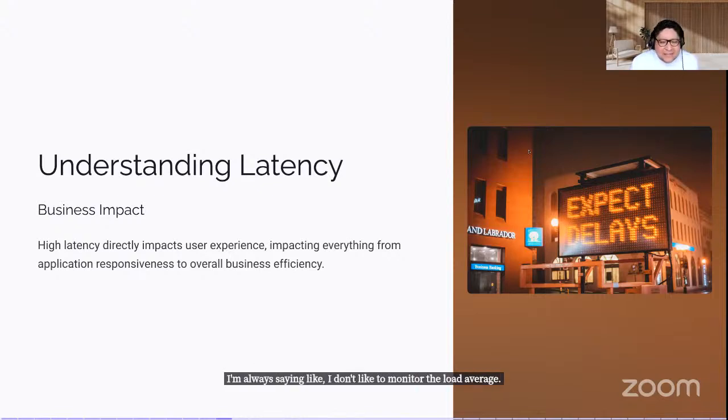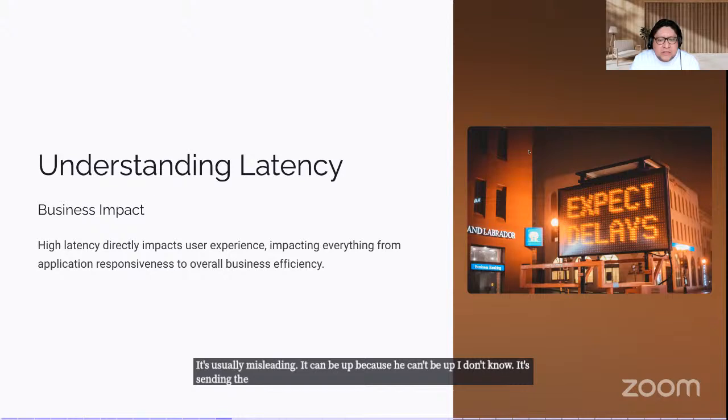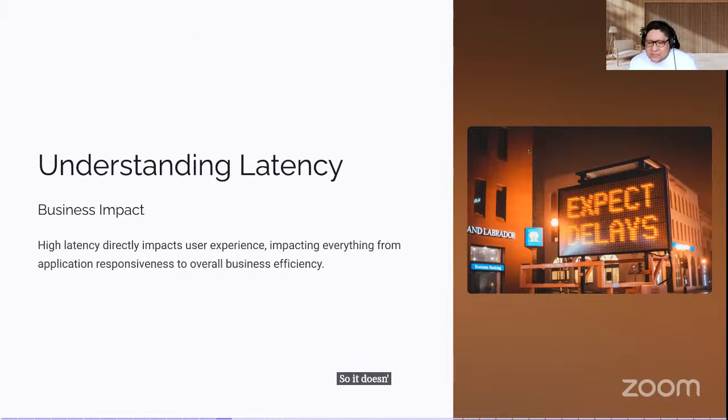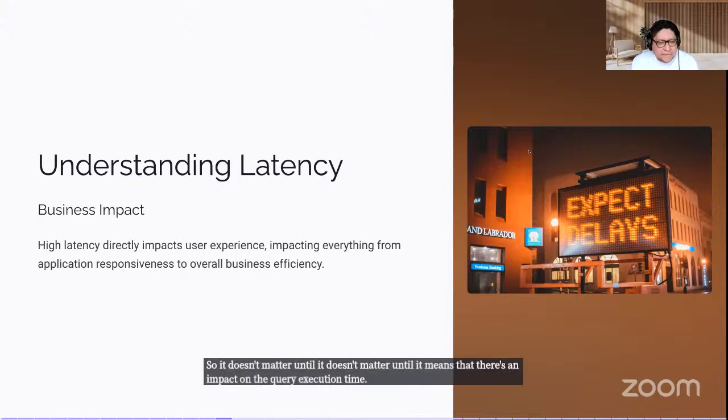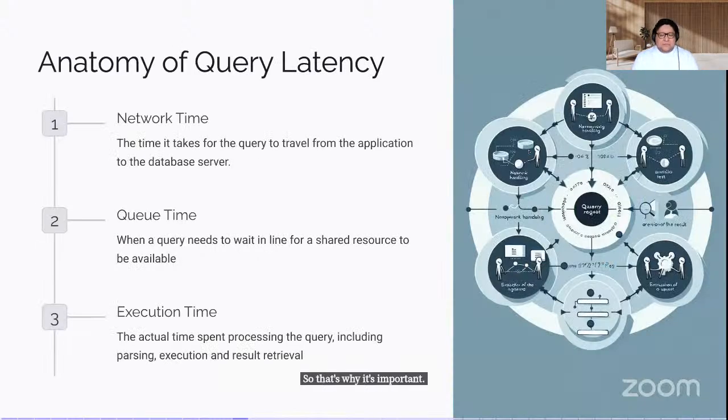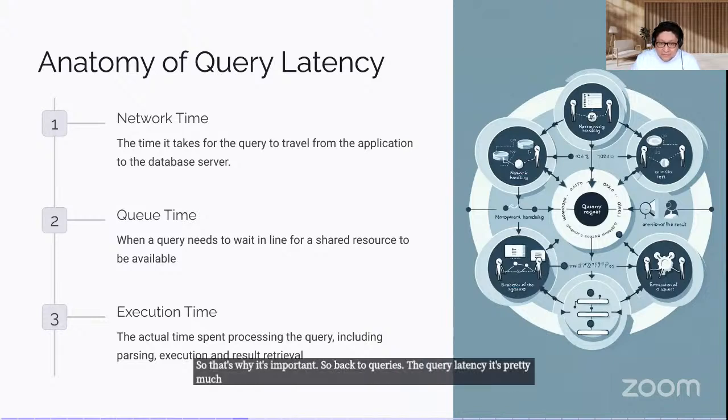I'm always saying I don't like to monitor the load average. It's usually misleading. It can be up because, I don't know, it's using more networking on the network card, or there was an impact on a volume that is not the data volume but something else. So it doesn't matter until it means there's an impact on the query execution time, right? So that's why it's important. Back to queries, the query latency is pretty much three things: the network time, right?